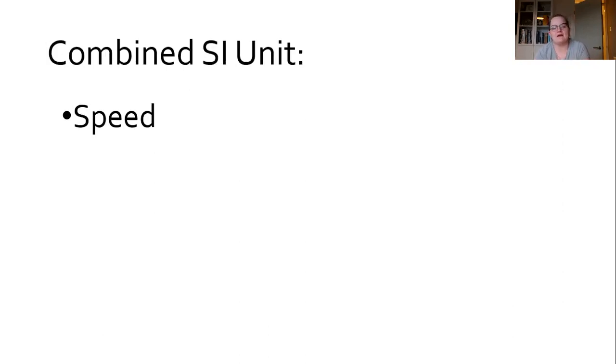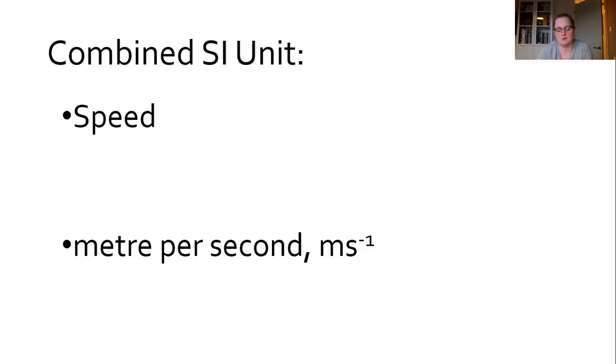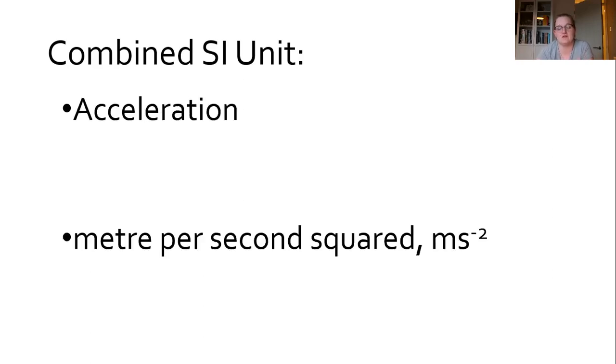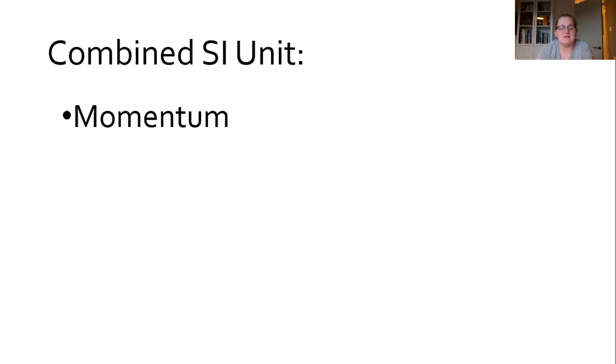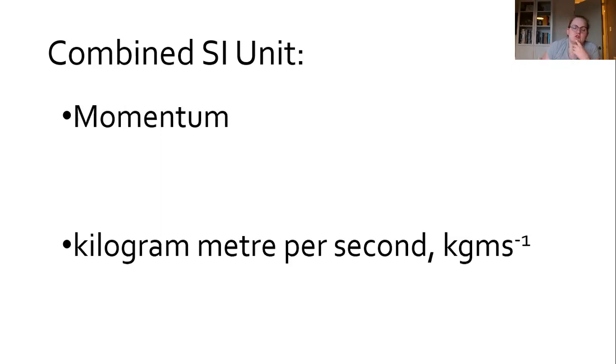So then we have combined SI units. So this is where we're maybe taking a couple of our base units and putting them together to get a combined SI unit. So for example, speed with our meters per second. So we're using our base units for distance and our base units for time to get meters per second. Acceleration, meters per second squared. Momentum, we're going to use kilogram meter per second. So we're combining quite a few base units there.